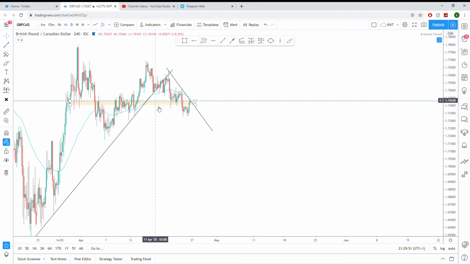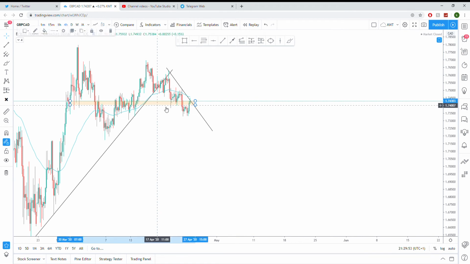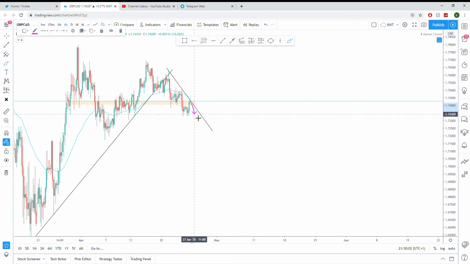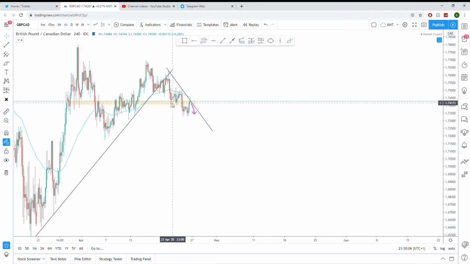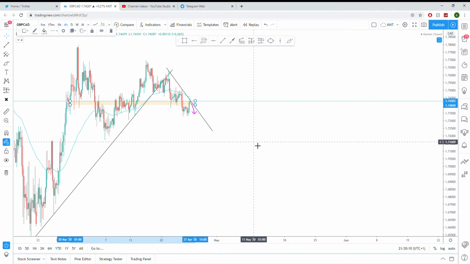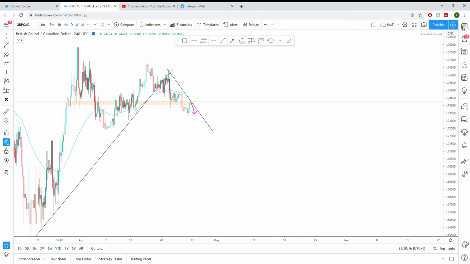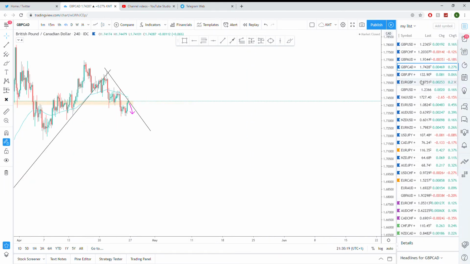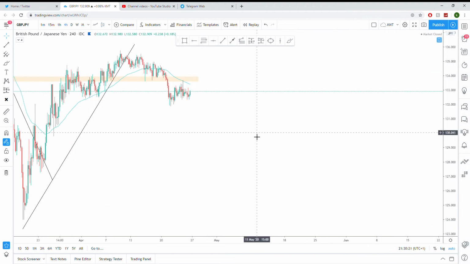But for now, my bias is towards a pullback into this range, which we have done so here. And we've ended with a nice rejection candle here. So all we need to do is stay patient and wait for, again, a bearish momentum candle to the downside, and we could be looking for a further push lower. So that is between 1.74303 to 1.74040.